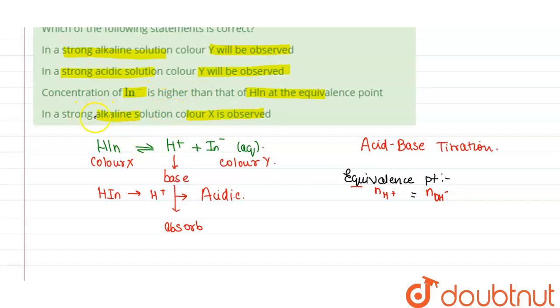And in the last, in strong alkaline solution, color X is observed. If it is strongly alkaline, this base will be abstracting the protons, so color Y will be observed as more IN minus will be formed. So this statement is wrong. The correct statement here is the first one: in a strong alkaline solution, color Y will be observed.